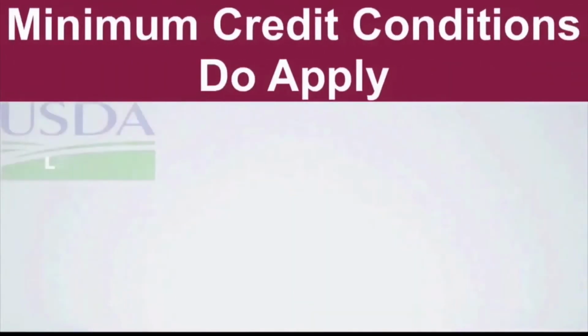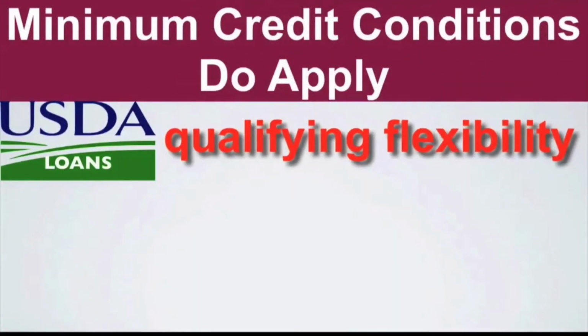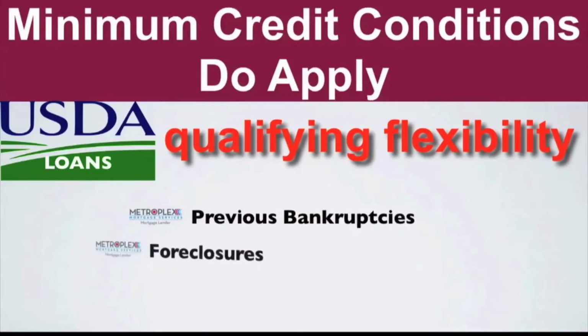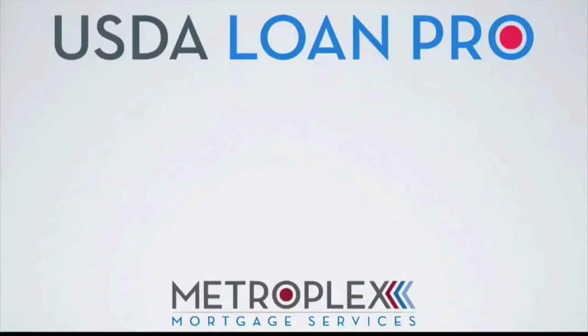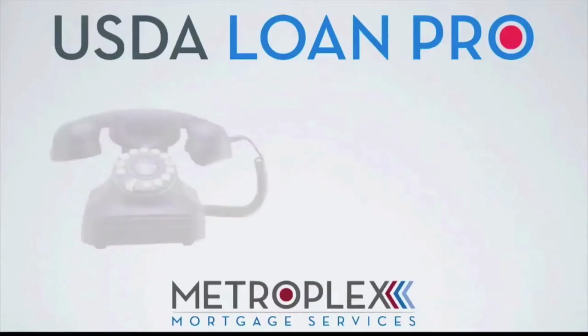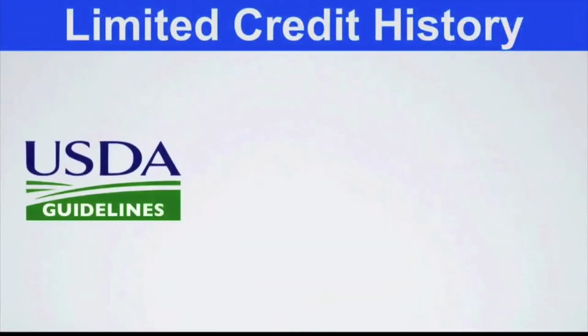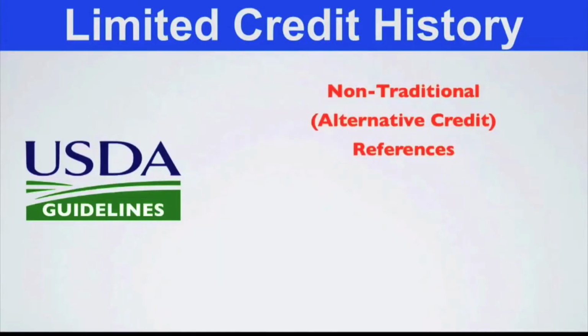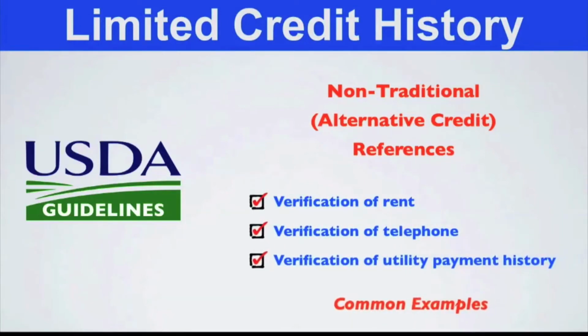While minimum credit conditions do apply, USDA loans can offer qualifying flexibility for previous bankruptcies, foreclosures, and short sales. Exceptions are case by case, so if you have a specific scenario to discuss, please inquire with my team so we can start to review. Now, in situations where there is a limited credit history, USDA guidelines will also allow what is called non-traditional or alternative credit references, such as verification of rent, telephone, or utility payment histories as common examples.